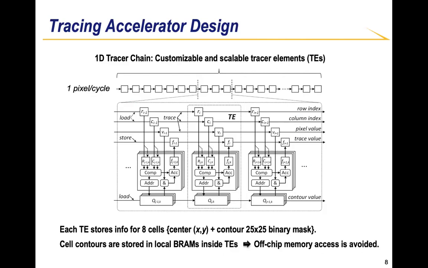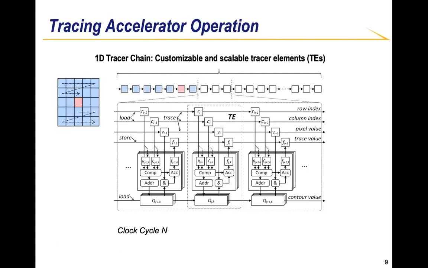These cell contours are stored in local DRAMs inside the TEs. In this way, the design avoids off-chip memory access during the tracing process. This figure gives an example of operation for the tracing accelerator. Assuming at the clock cycle n, a sequence of input data has been fed into the tracing accelerator.